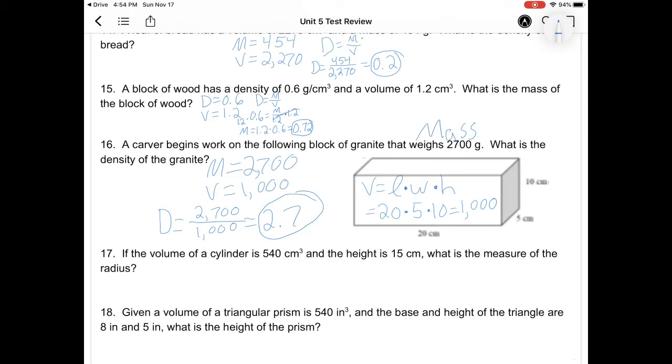For number 17, it says if the volume of a cylinder is 540 and the height is 15 centimeters, what is the measure of the radius? So there is supposed to be a pi right here, and it has it on mine, but I don't know what happened to it. So for 17, how you would set this up is that the volume formula for a cylinder is pi r squared times your height.